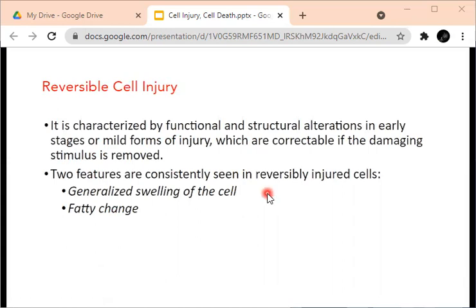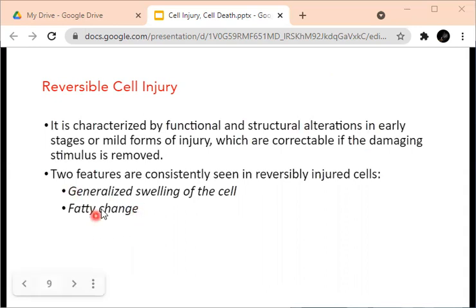Okay, so there are two features of reversibly injured cells. We have morphologic changes. Early alterations in reversible injury include generalized swelling of the cell and its organelles, and fatty change. Fatty change occurs only in organs that are actively involved in lipid metabolism, such as your liver and your brain. It can also happen, because specifically the liver, although the brain is more on lipids.